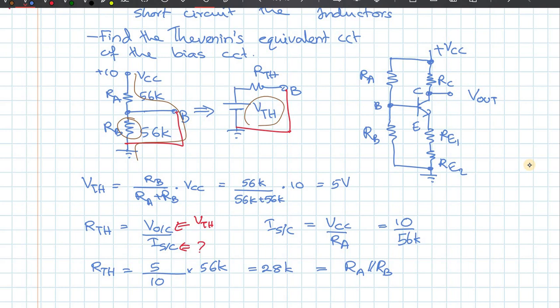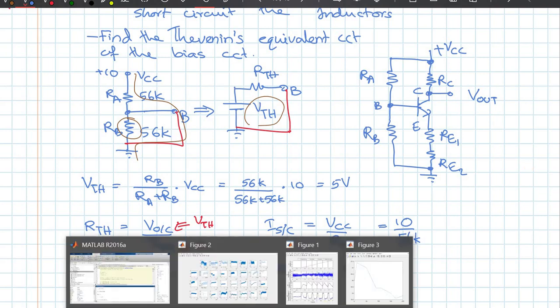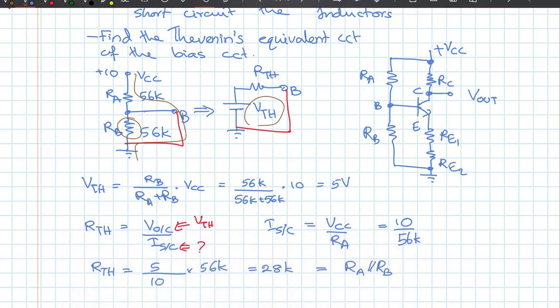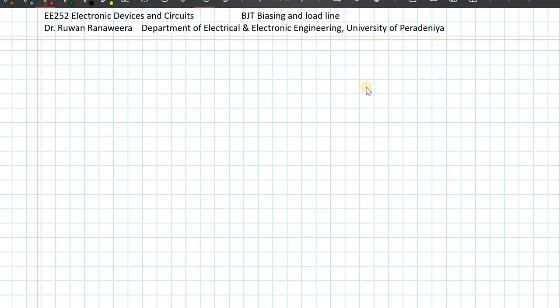Okay, so in general, in this case, if RA and RB are equal, you will have half of the value, but otherwise it will be like that. Okay, so we now know the two quantities that we want for the biasing circuit, RTH and VTH. The next thing that we need to do is to find the DC quantities.